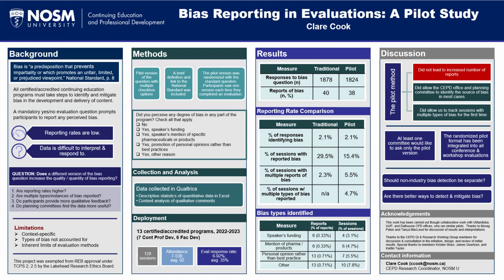Growing out of discussions with the National AFMC Research Subcommittee, and in parallel with other university CPD offices, we decided to pilot a different version of the question. The pilot included the national standards definition of bias and 3 potential types of bias, along with an other category. Participants were invited to check all that apply and to provide comments for any type of bias they identified. Participants would randomly receive either the normal question or the pilot question when filling out the program evaluation. The Lakehead REB provided an exemption from review under TCPS 2, Section 2.5.